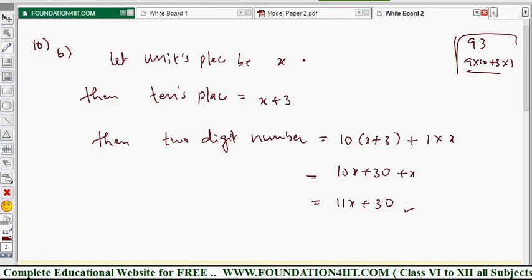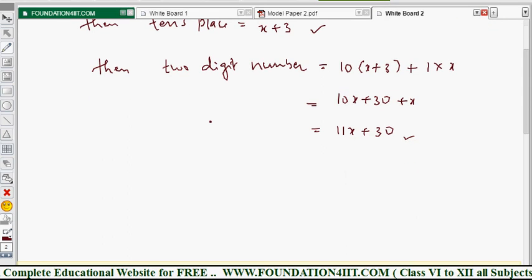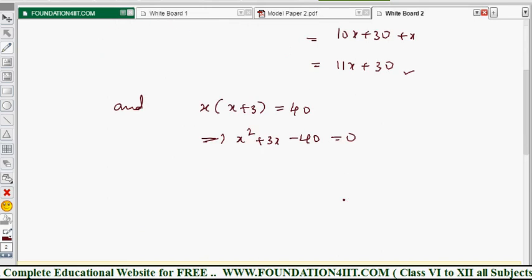So units place is x and tens place is x plus 3. If you take x as units place and x plus 3 as tens place, the result is 40, and this is according to the question. Then we can simplify this: x into x plus 3, x square plus 3x minus 40 is equal to 0. Okay, this we can factorize.